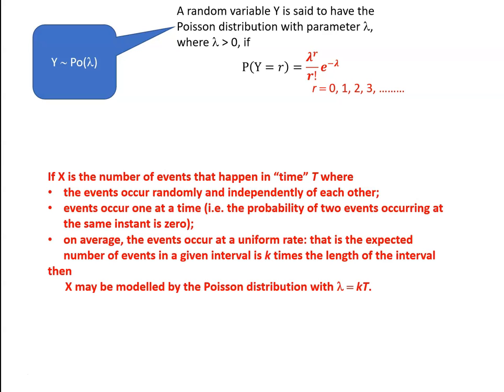We saw in the previous video as well that if x is the number of events that happens in a time t, where the events occur randomly and independently of each other, they occur one at a time, and on average the events occur at a uniform rate, that is, the expected number of events in a given interval is k times the length of the interval, then x can be modelled by the Poisson distribution with lambda equals k times t.